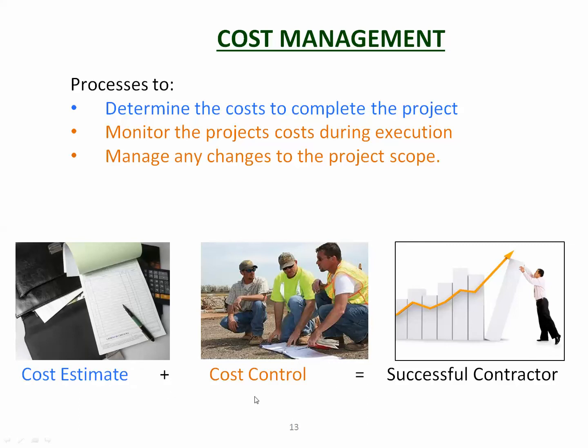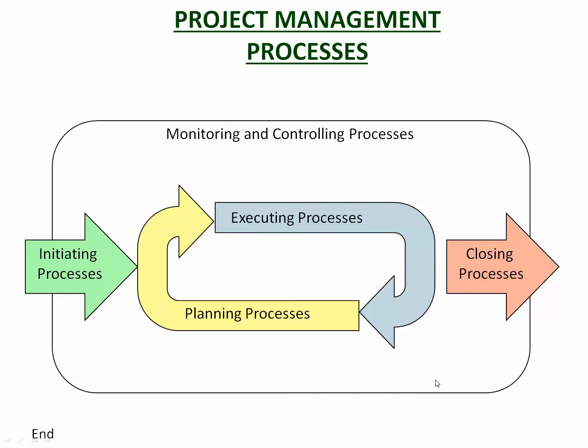So there's got to be an accurate cost estimate and production of a budget. And then once you have got the project underway, you've got to control those costs to make sure that you are producing that project output for the amount that you said you would. So cost estimate plus cost control means that you're going to make a profit and you're going to be a successful contractor.